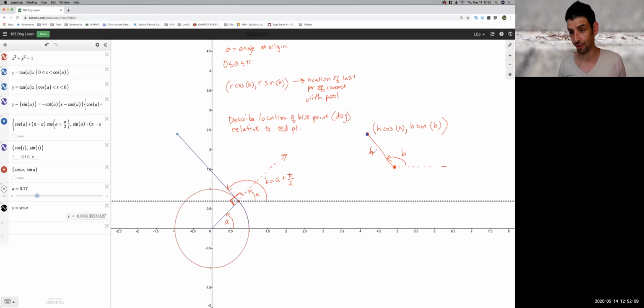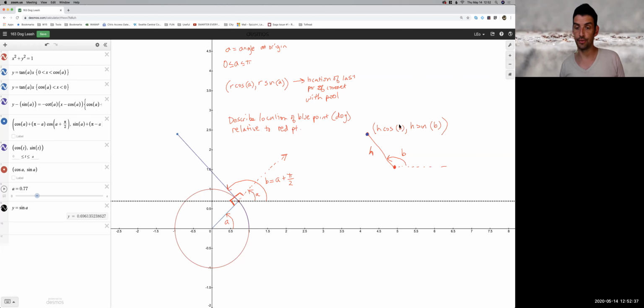However, there's a big difference. H is changing. As we move around, H is changing. So we want to rewrite H so that it changes, right? And I want to understand how H changes relative to A, because A is my parameter. So I want to know, given an angle A, can I describe how long H is? And we can definitely do that. So here's how we can do that. So first of all, here's my parameterization of the blue point relative to the red point.